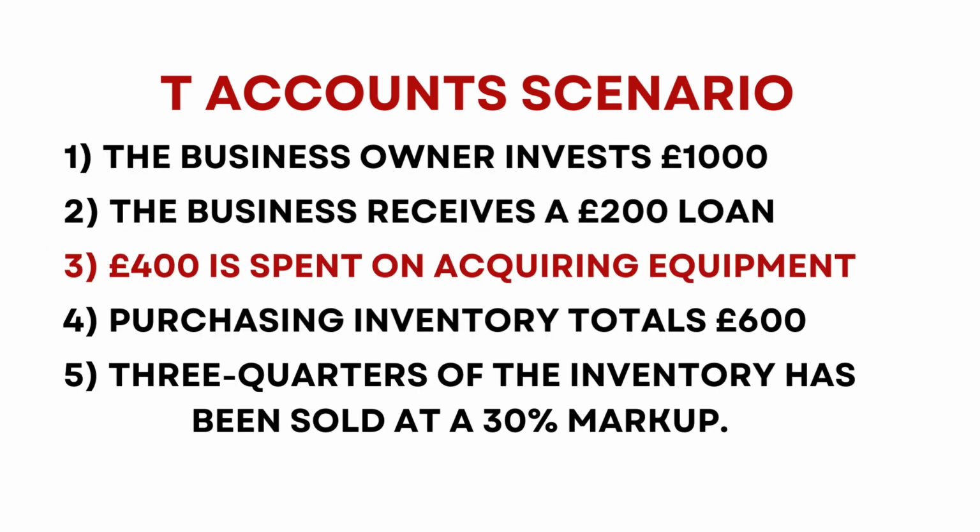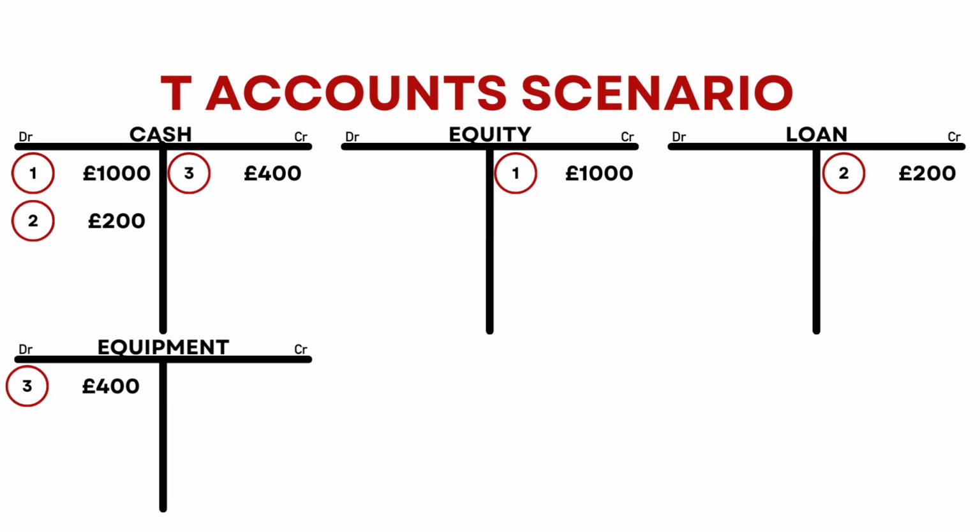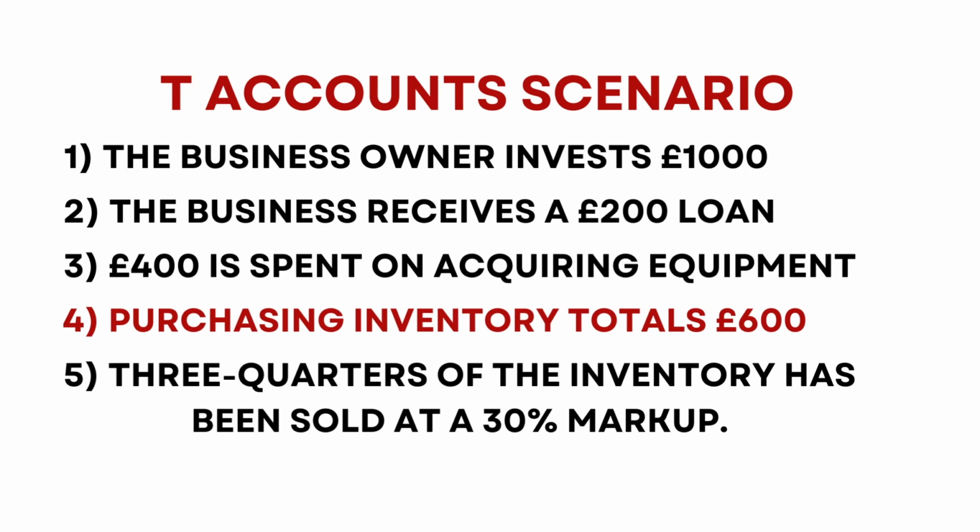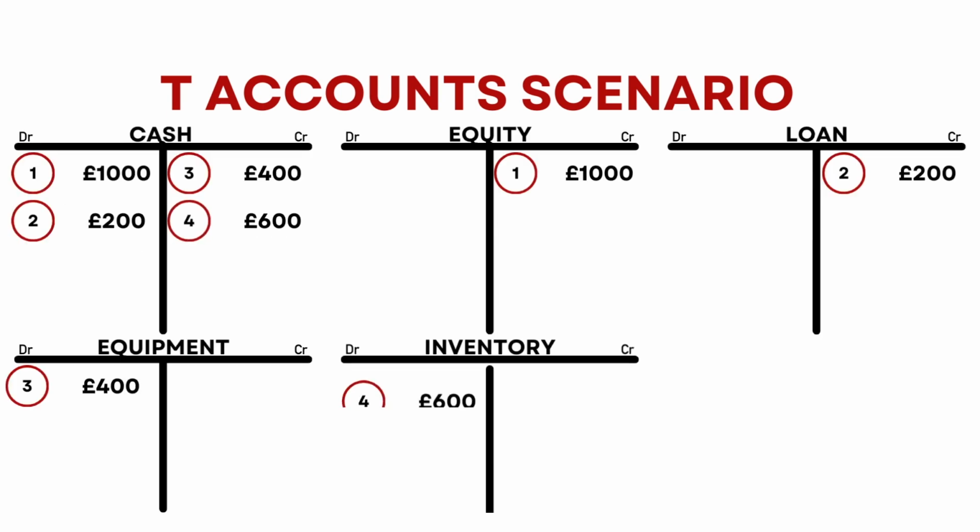Number 3, spending £400 on equipment would impact the business's assets. Cash and equipment will need entries showing the shift. As cash has been spent, we would credit the cash account with £400. We then debit the equipment account for £400. Number 4, purchasing inventory that is valued at £600 impacts the cash and inventory accounts. Decreasing cash means that we credit the cash account with £600 and we debit the inventory account by £600.